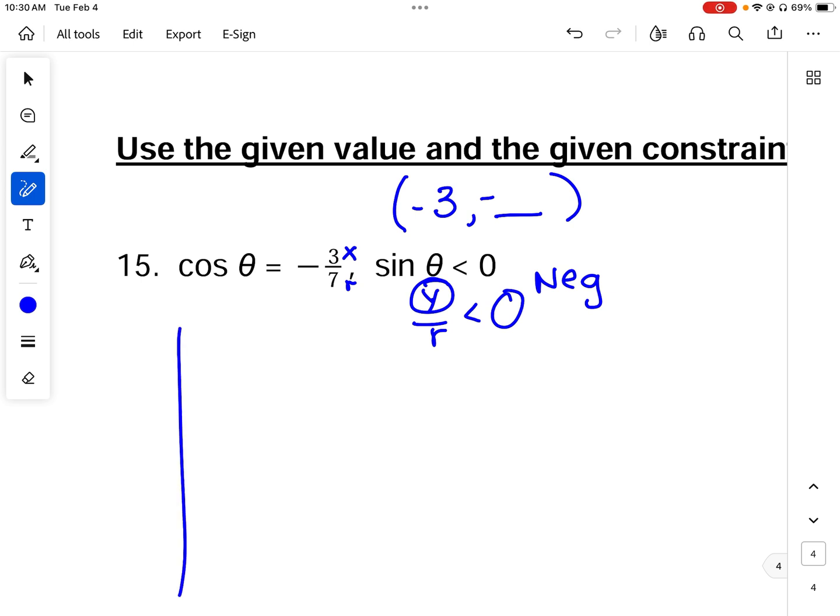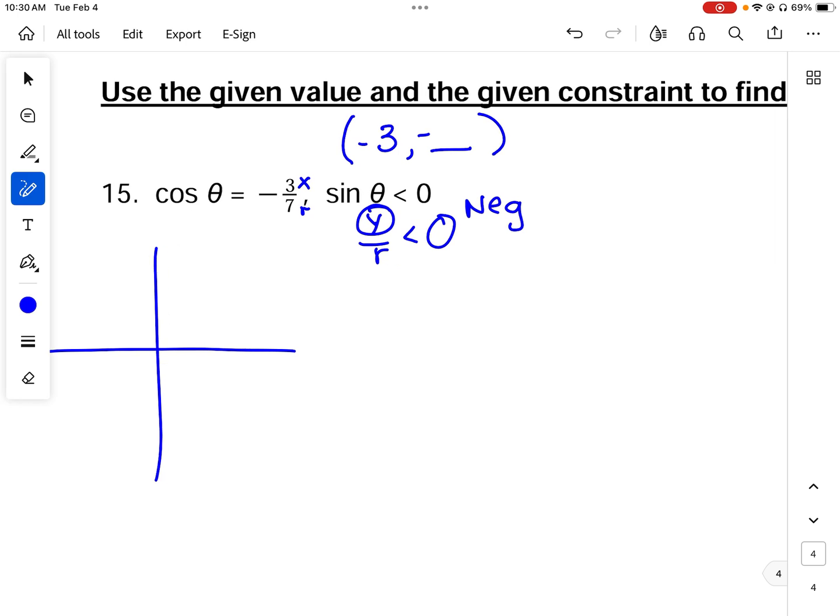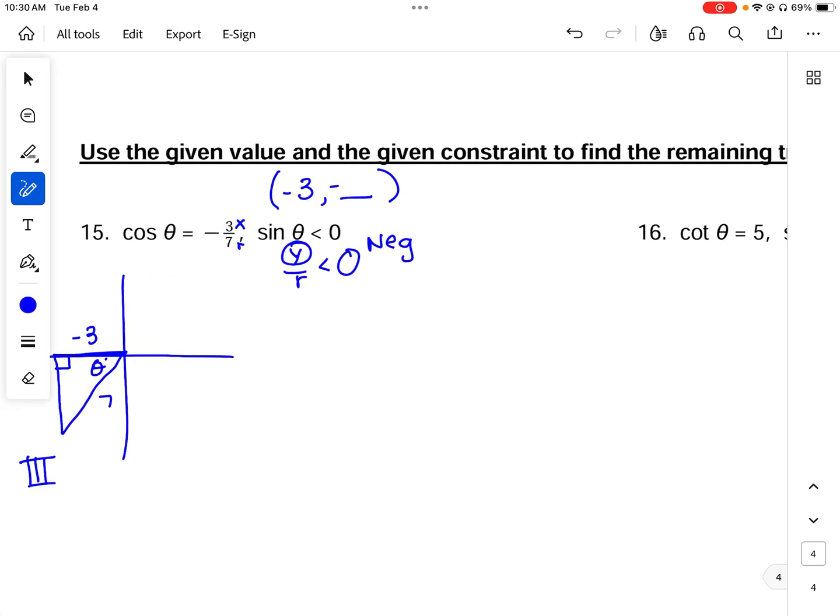So negative x, negative y, that means we're in quadrant 3. I know it's negative 3 as my x. I don't know what my y is, but I know that my r is 7. Now you can use that information to find your missing side and find your trig ratios. All right, we will finish this in class.